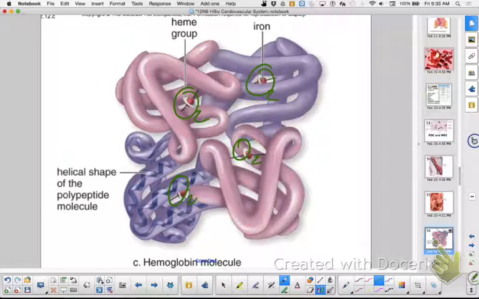1 billion molecules of oxygen, right? Because 250 million times 4 is 1 billion. That's how many molecules of O2 every single red blood cell can carry.